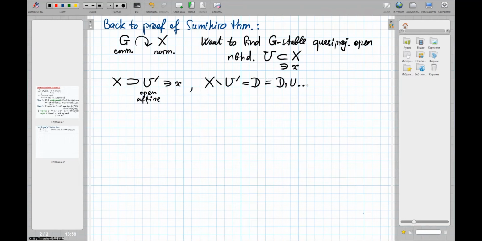Okay, then recall that we can lift the action of G from the base to the total space of the line bundle.